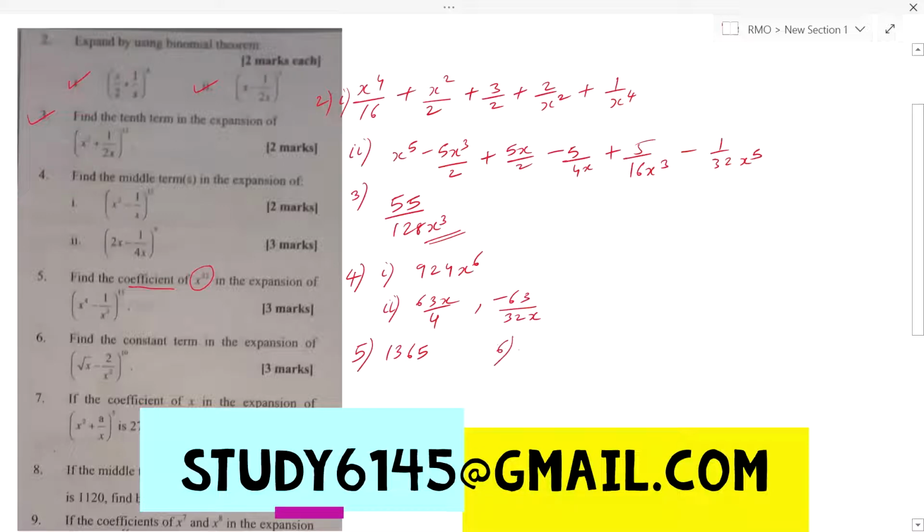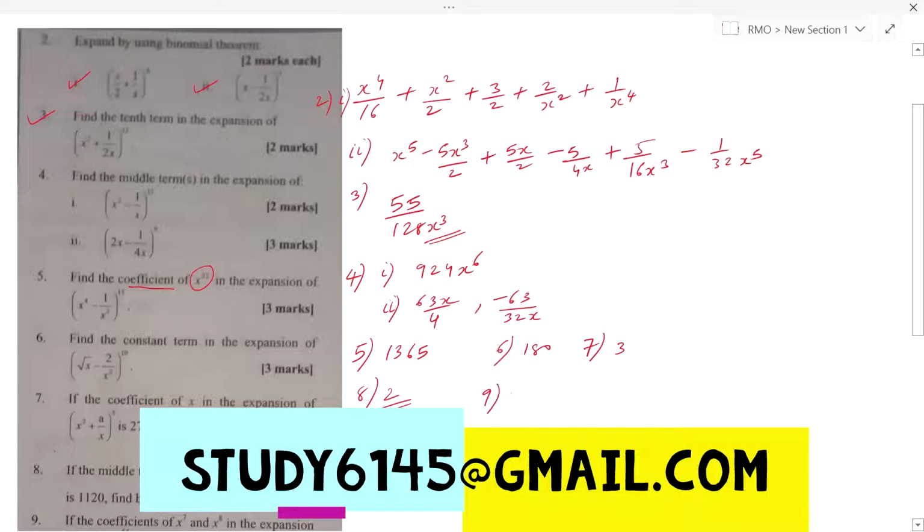The sixth one is 180. Perfect. Seventh is 3. Perfect. Eighth is plus minus 2. They have given just two. Okay, I will check this.